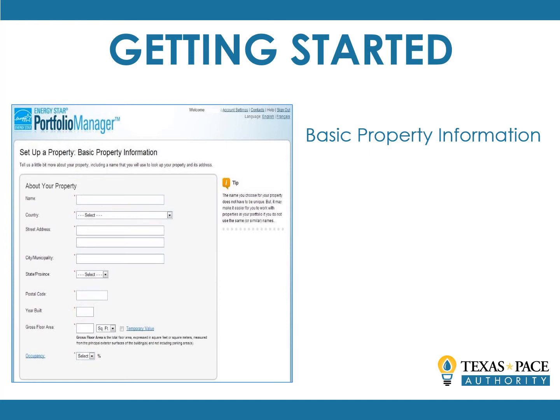On the next page, you can enter more general information, including name, property address, year built, gross floor area, which does not include parking, and occupancy percentage. Note that fields with the red asterisks are required. Further down on this page, you will be asked if the property includes parking, data centers, or retail. Check all boxes that apply to your property so the further prompts can be added later in the process.